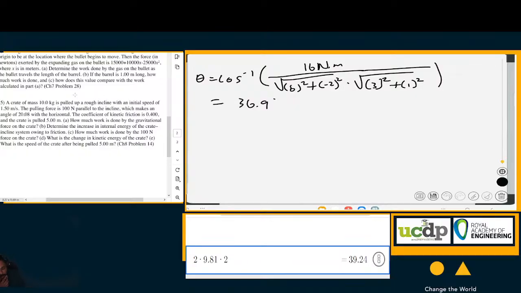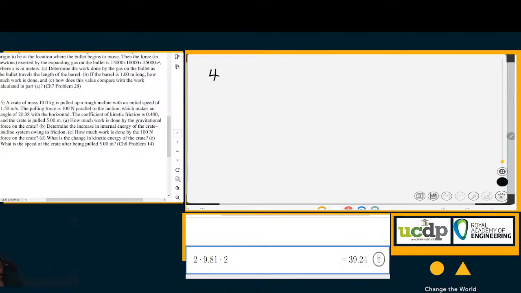So, question number 4. A 100-gram bullet is fired from a rifle having a barrel 0.6 meters long. Choose the origin to be at the location where the bullet begins to move.